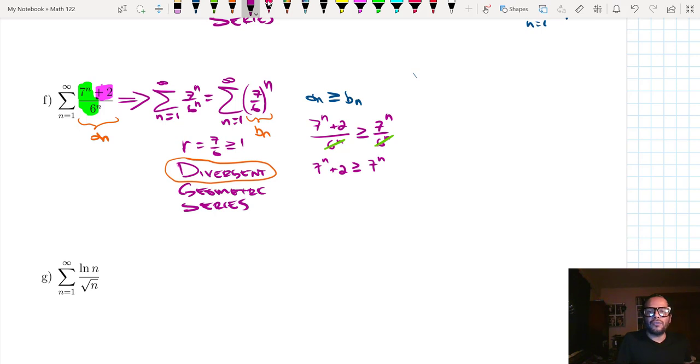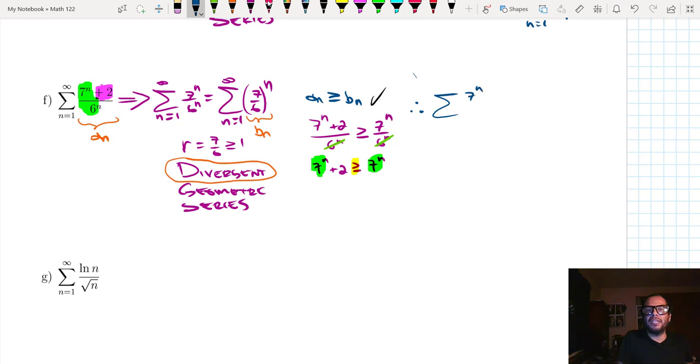Okay, this is true because look at this 7 to the n. This 7 to the n is right here. It's also there. However, this plus 2 would make the left-hand side, as expected, bigger than the right-hand side. So this inequality is true. Therefore, we show that huge is bigger than big.